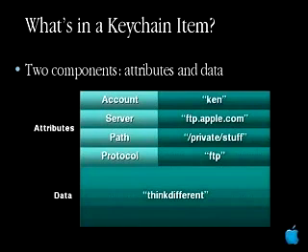Every keychain item has two components. They have attributes and they have data. The data in this case, in this example, is just a password. But there are additional attributes that sort of hang on to that password and allow you to find it again. In this example, I have my account name, Ken, and a server and a path on that server. And these are all just bits of data that you can attach to the password and that help you find it.